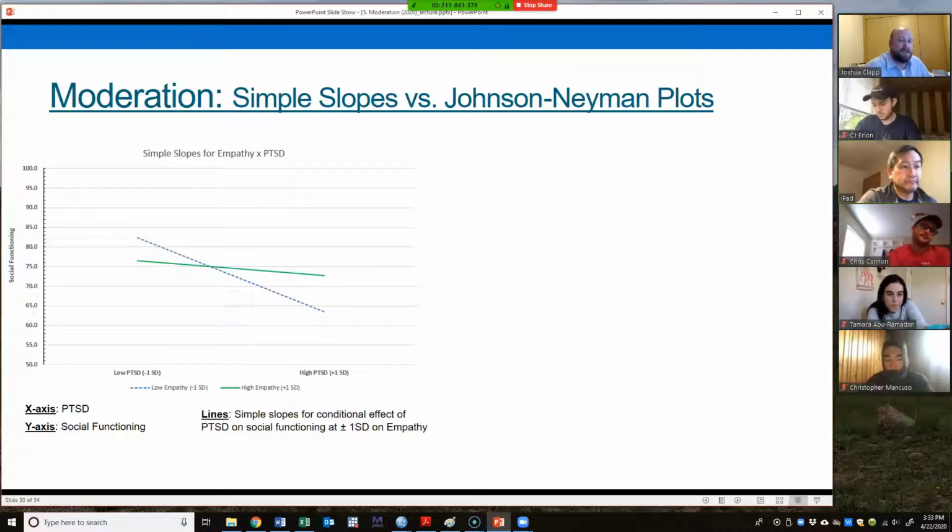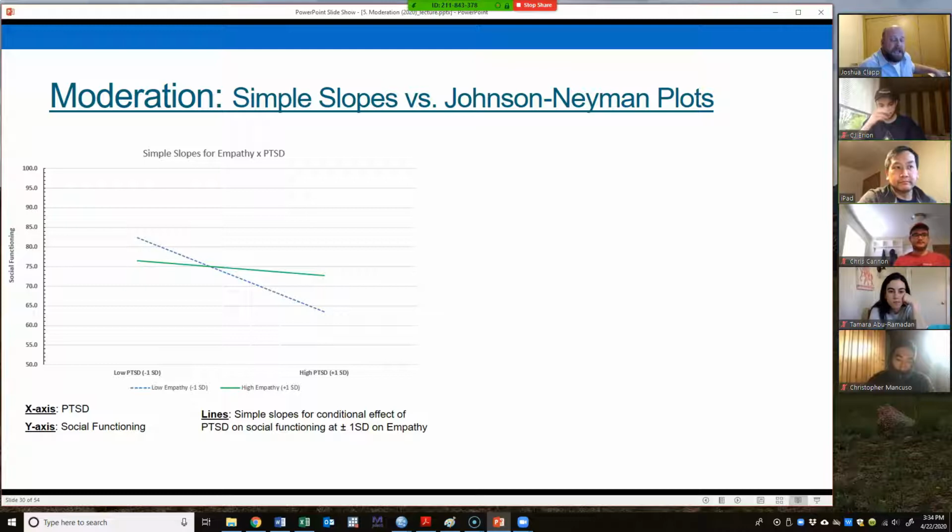In this example, I stole this from, I'm making Layla do this for her thesis, so this is all stolen from Layla's thesis data. What we have here is an association between PTSD and social functioning at high and low levels of empathy. So we had people come into the lab and complete an empathy task, and she's looking at the moderating effect of empathy on the relation between PTSD and social functioning.